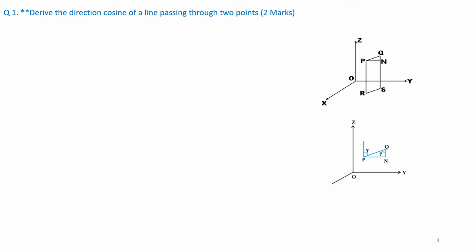Now, we will derive the direction cosines of a line passing through two points. This is an important question. There will be a 2-mark question if the derivation is asked. You have to explain with the help of the diagram. The diagram is shown on the right hand side, where O is the origin, and the three axes are X, Y and Z.